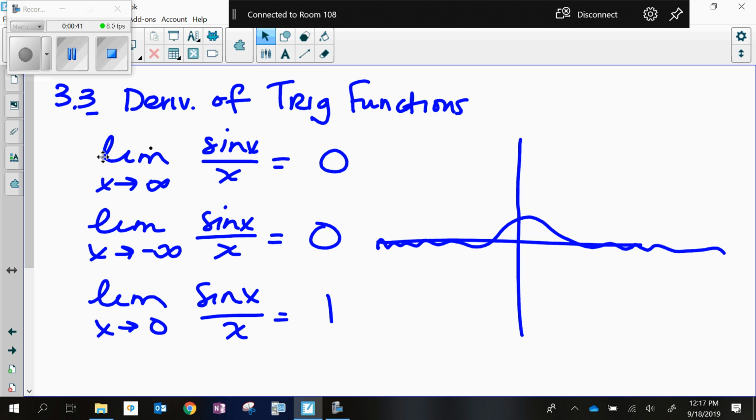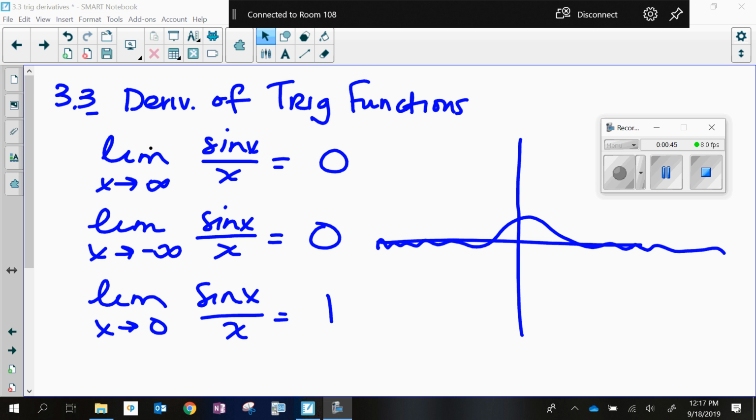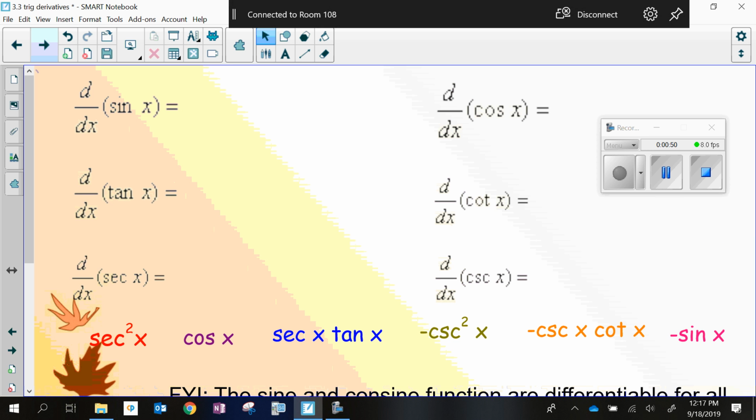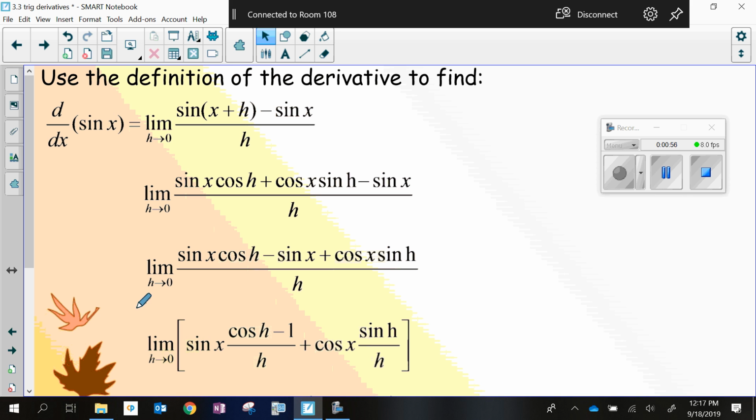But let's take a look at the next page that you have. I'm not going to minimize that because then I'll forget about it. Let's take a look at this one, okay? Use the definition of derivative to find. So this is f of x plus h minus f of x all over h, limit as h approaches 0. Okay, where does this come from?